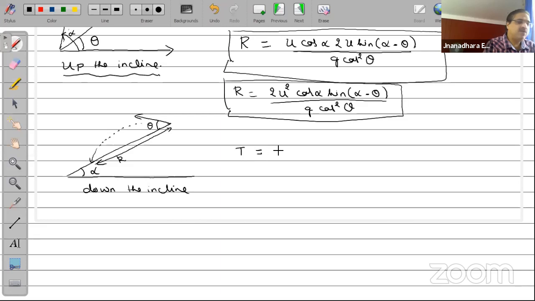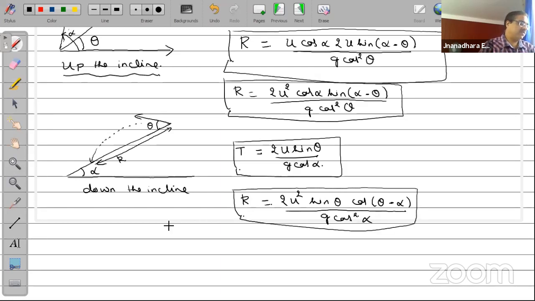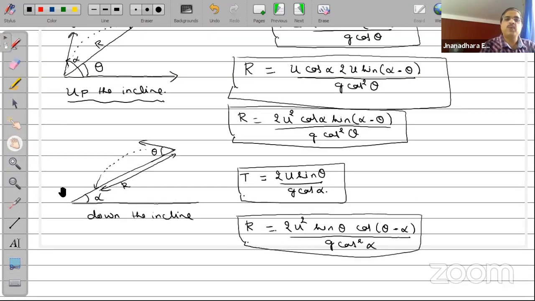So the time of flight here will be equal to 2u sin theta by g cos alpha. The range will be given as 2u square sin theta cos(theta minus alpha) divided by g cos square alpha. I have defined alpha and theta correspondingly for this as well. Important ideas again. Please make a note of it. You will find that this will be very useful for solving problems quickly, especially of a little higher order. This will not be asked on all occasions, but in certain cases you will find this to be useful.